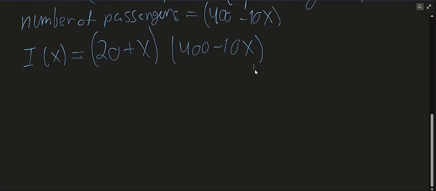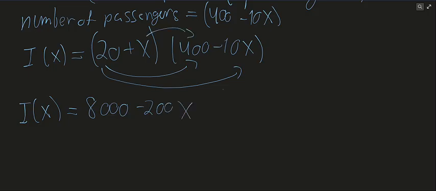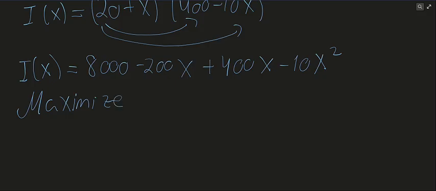Okay? And so your I of x is going to be equal to, let's distribute these parentheses. We got the 20 times 400, that's 8,000. And you got the 20 times negative 10x, that's negative 200x. And you got the x times 400, that's plus 400x. And you got the x times negative 10x, that's negative 10x squared. Okay, and you want to maximize this function, because you want to maximize your income. So maximize this function.